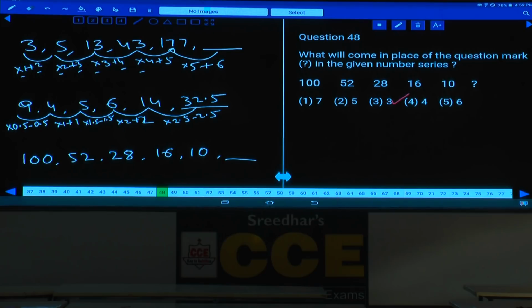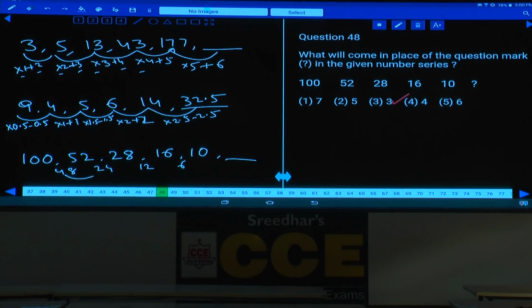Now if you go for the difference between these numbers: the difference between 100 and 52 is 48. And 52 and 28, the difference is 24. Next, 28 and 16, the difference is 12. And the next one is 6.